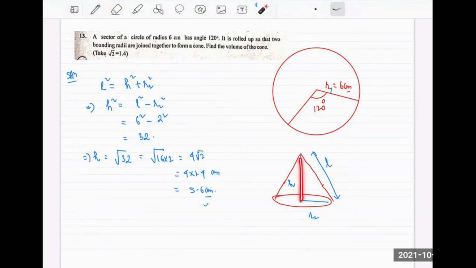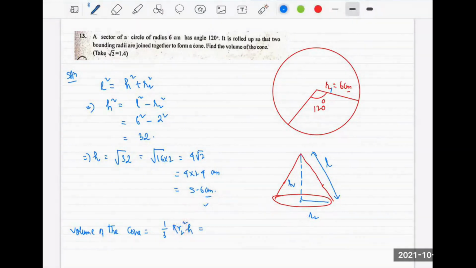Now we have the height, we have the radius. Since we have both, you can find out the volume. Volume of the cone will be 1 by 3 pi R2 square H. Why am I using R2? Because it's the radius of the cone. So 1 by 3 pi is 22 by 7. R2 is how much? R2 is 2. And how much is H? H is 5.6.